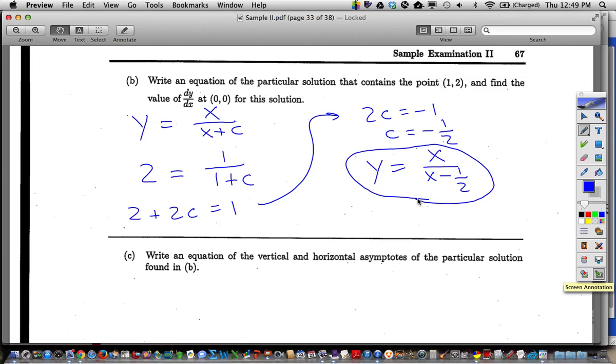Now there's another part to this. It says find the value of y prime at 0, 0 for this solution. So what do I need? I need the derivative. I need to plug 0, 0 into the derivative. Now, I've got two different derivatives I can use. I've got the one they gave me at the beginning, which was y minus y squared over x, right? Wasn't that y prime? What happens if you put 0 and 0 into that? You get 0 over 0.